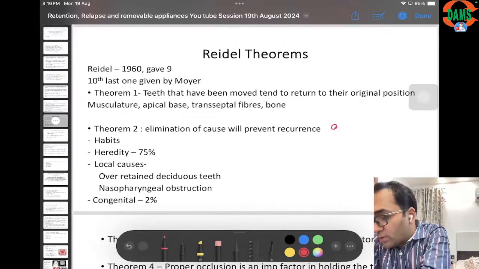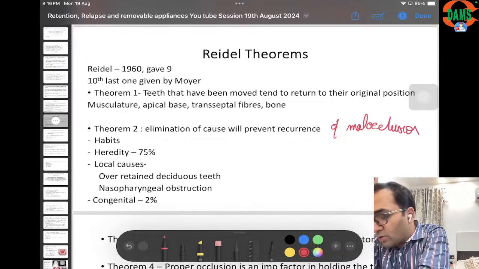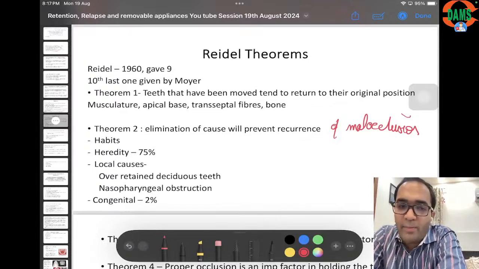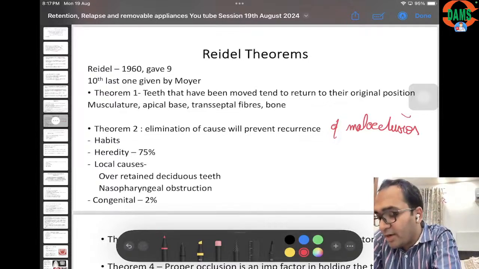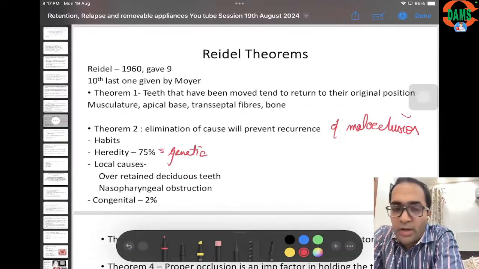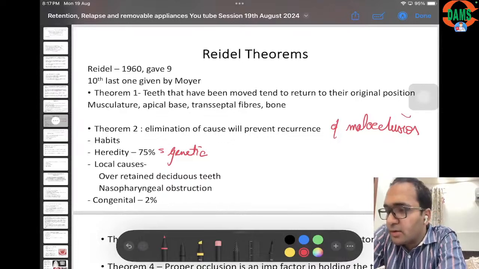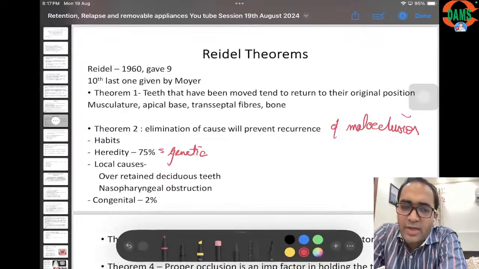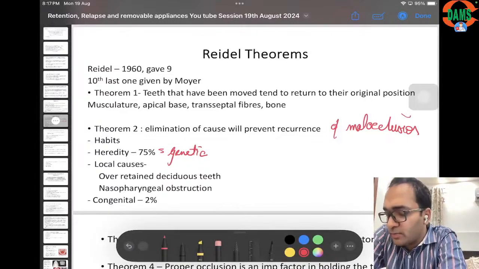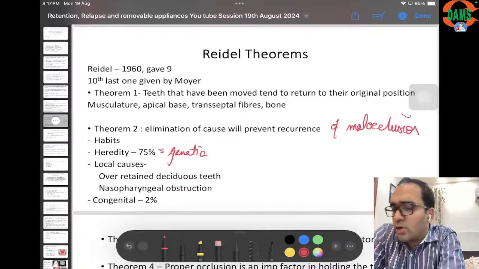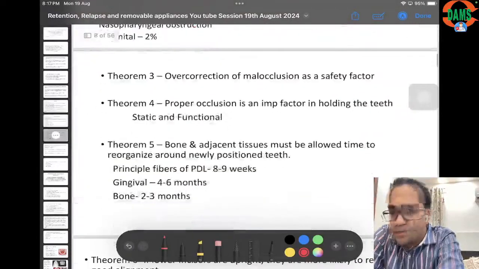So what are the causes? So most common is the habits. Next is the hereditary, meaning genetic tendency factors. Next comes the local causes. What are examples? Over retained deciduous teeth, nasopharyngeal obstruction. Removal of these will correct our malocclusion. And lastly comes the congenital defects, which comprise approximately 2% of all the cases.